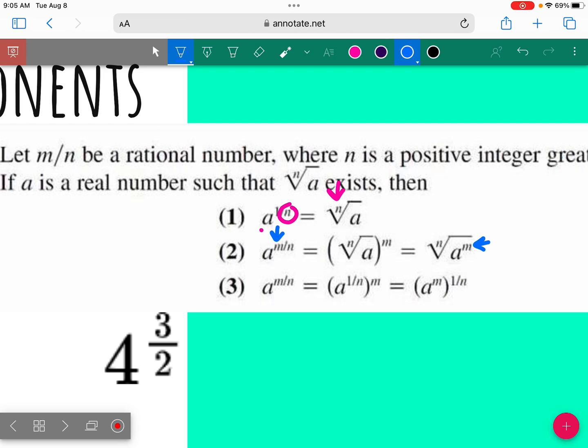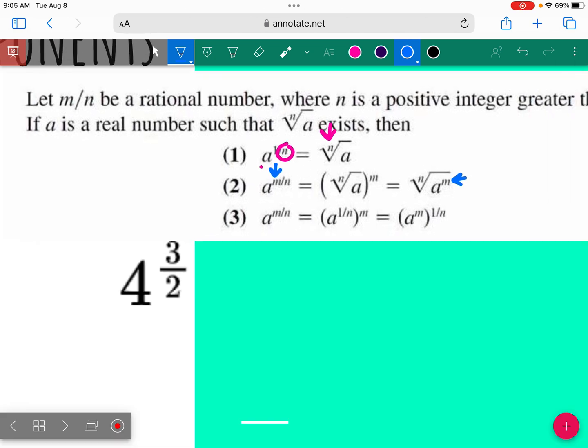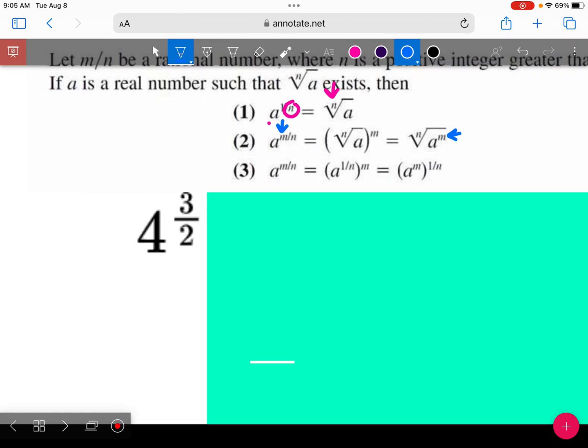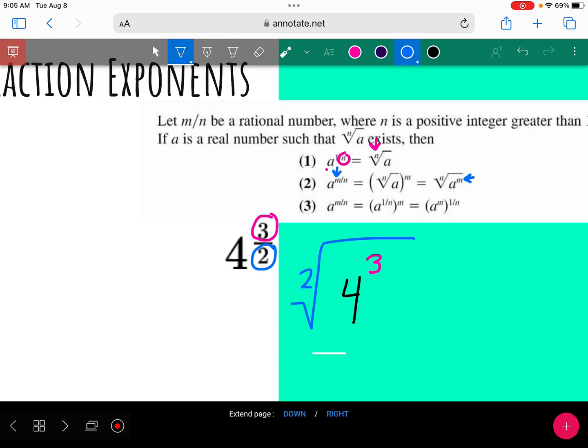So if we look at this example down here, we can write it a couple of different ways. Remember, our numerator is a power, so we could write this as 4 to the third, and our denominator is the index. So we can do a square root. You don't have to put the 2 there. I'm just doing it so that we can see where the 2 went. That is 100% a valid way to write it.